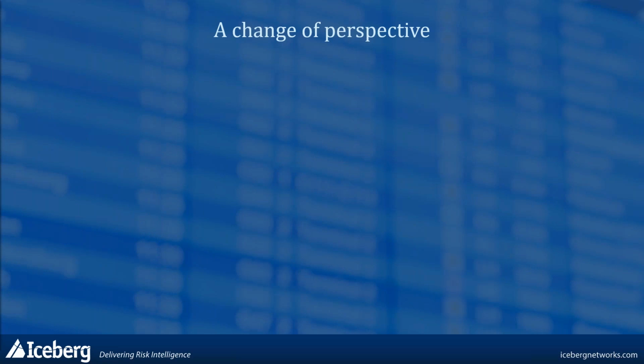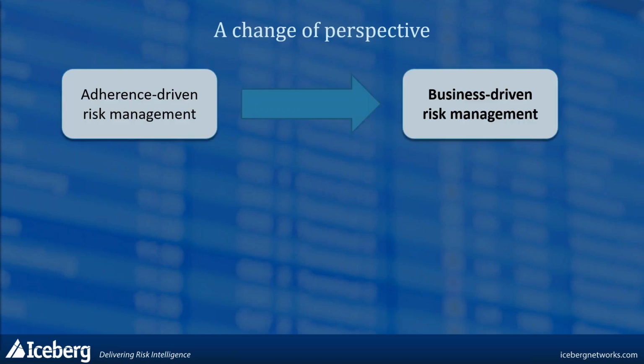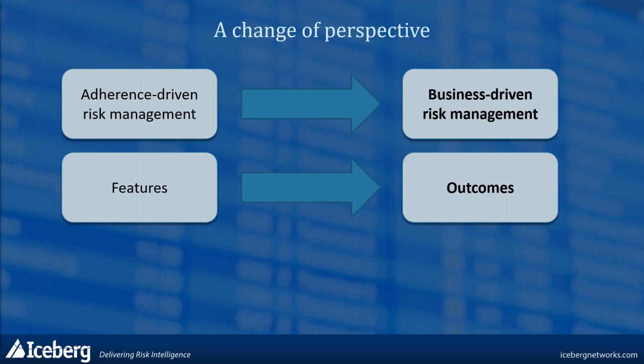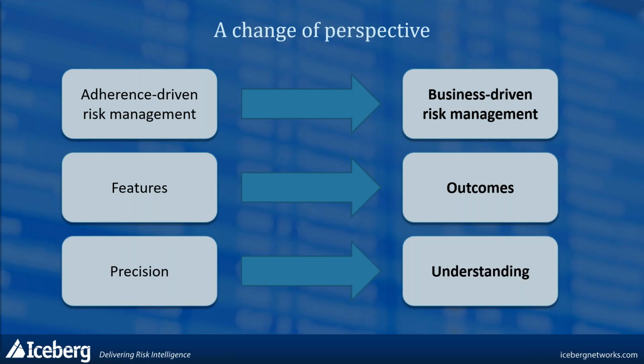This change in approach is part of several required changes in perspective. I'm going to go through each of these in detail. First, by changing the conversation to one with business context, we move from adherence-driven risk management to business-driven risk management. Next, when we think about our business continuity management program, we need to move from thinking about features and start talking about outcomes. Finally, as we consider the data important for our program, we need to focus less on precision and more on understanding.